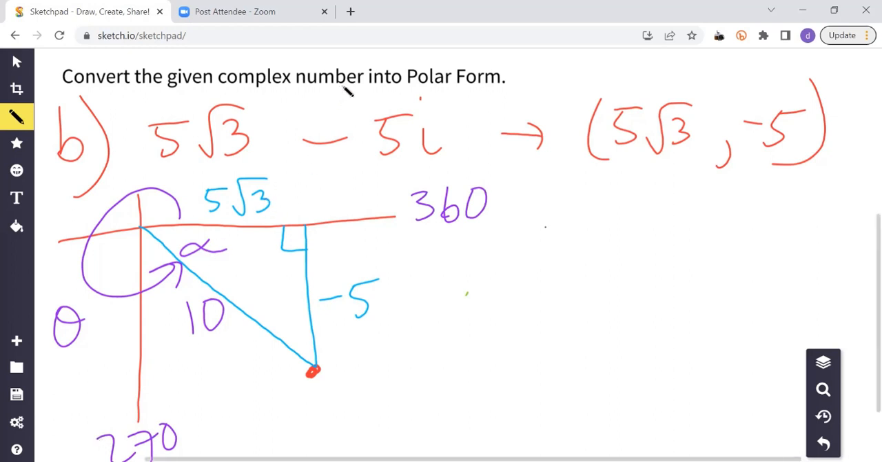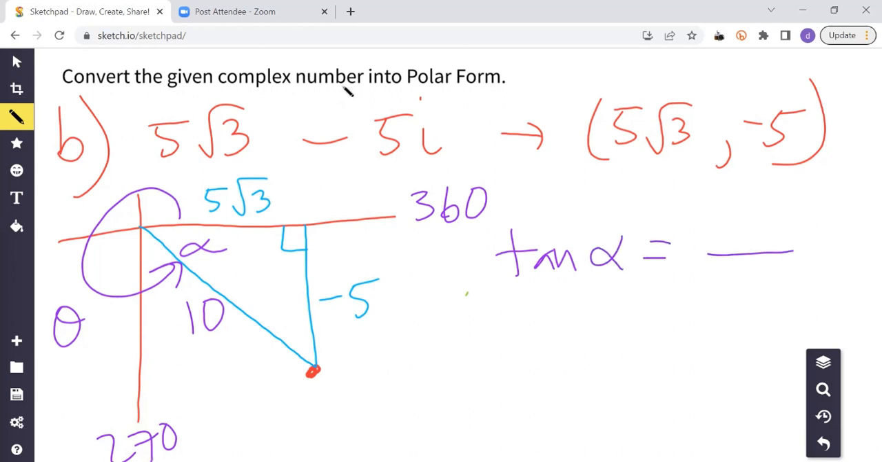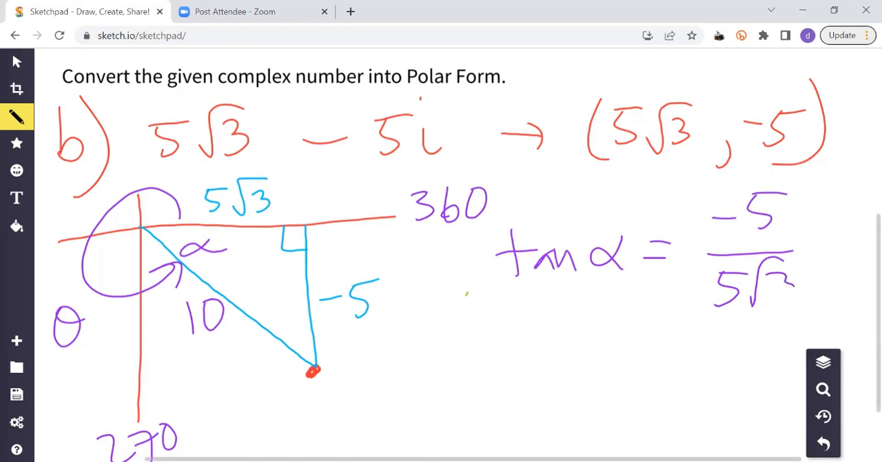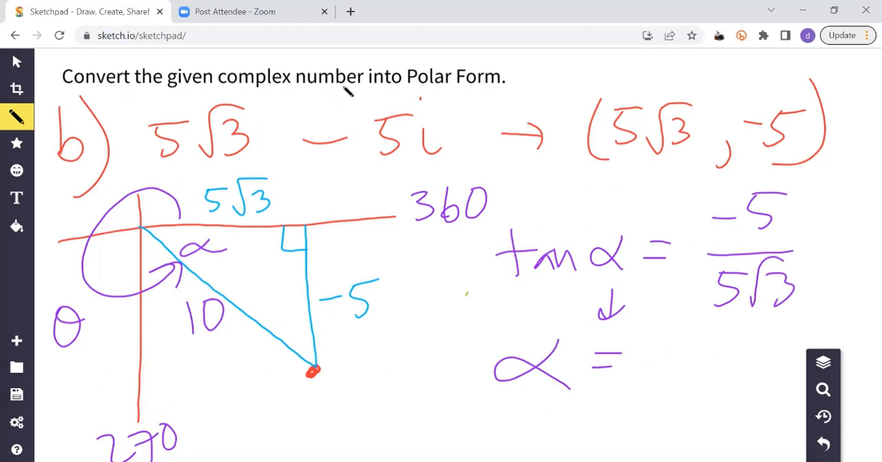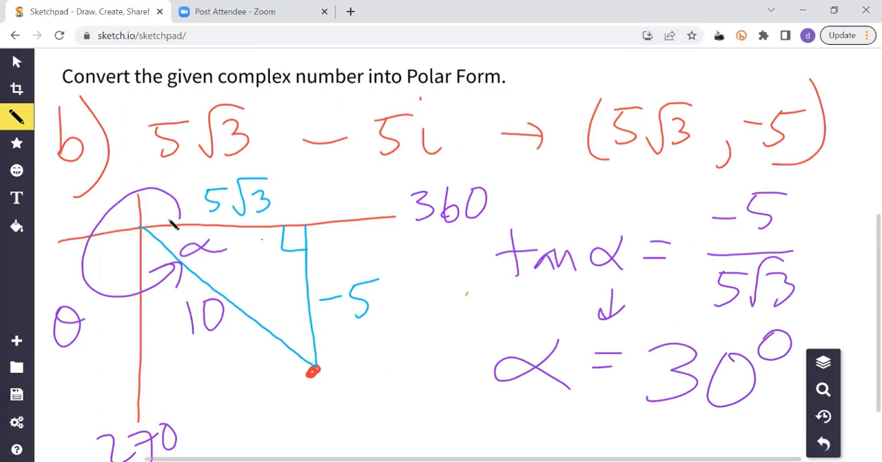So let's use tangent again. How about we use tangent of alpha equals opposite over adjacent. Let me grab my calculator and then go tangent inverse the way you did earlier. And let's see what we get. We get exactly negative 30 degrees, right? If you take the absolute value of the negative 30, we should get positive 30 degrees. 30 degrees for alpha.